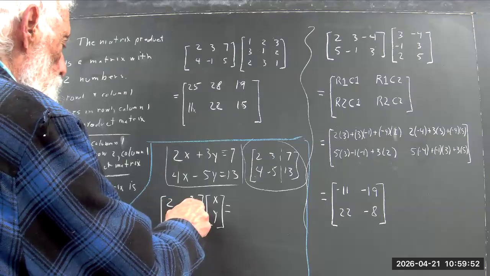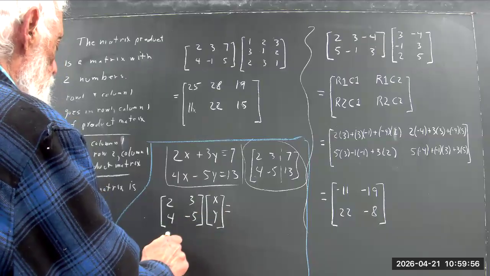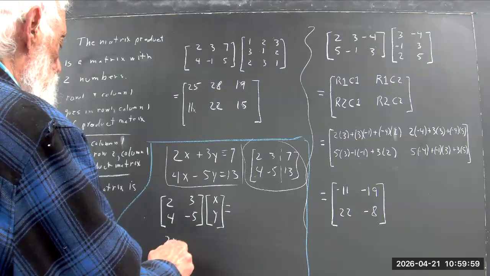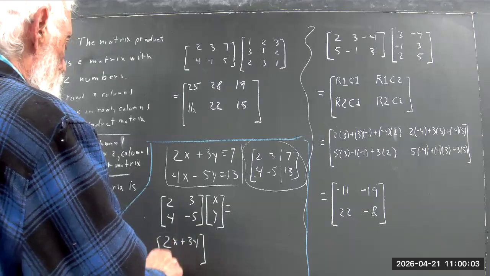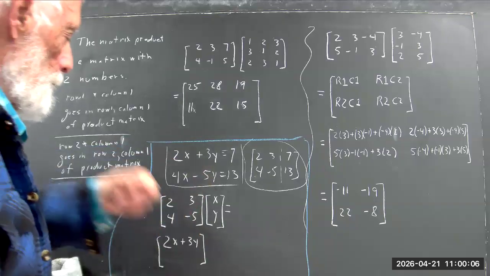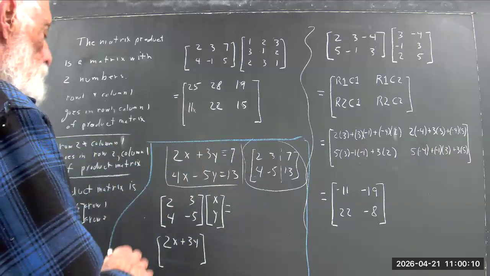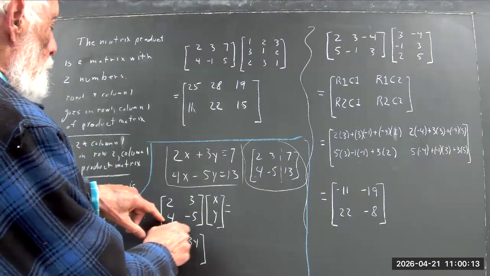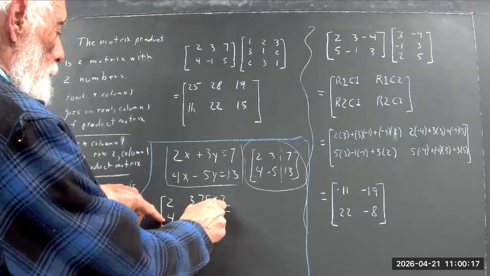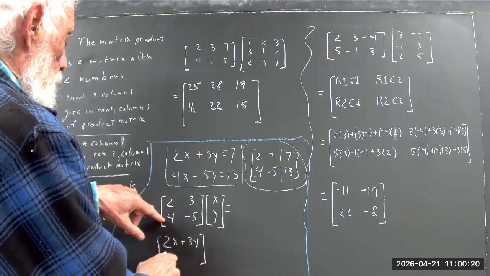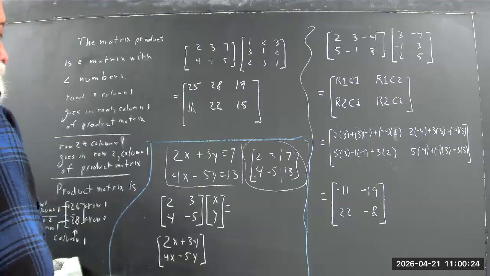We're going to get 2, 3 times the column x, y gives us 2 times x plus 3 times y. That's the first row of our product matrix. And of course, that's the 2x plus 3y of our original first equation. Then we multiply 4, negative 5, the second row of our matrix, times the column. We're going to multiply 4 times x, negative 5 times y. Okay?